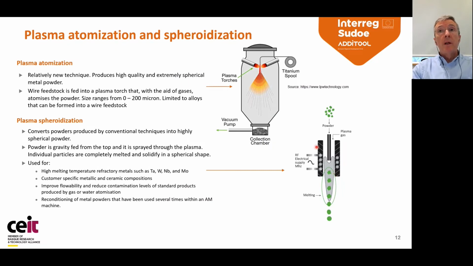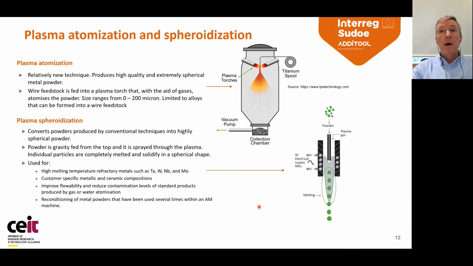And there are 2 other means which are interesting to know. Plasma atomization is a relatively new technique. You feed a wire and then you melt it using plasma torches. Then the spray is produced by the plasma energy. So there's no gas or water involved here. And you can produce, well, any metal that can be formed into a wire feedstock. So availability of the feedstock is what limits the application of this method.